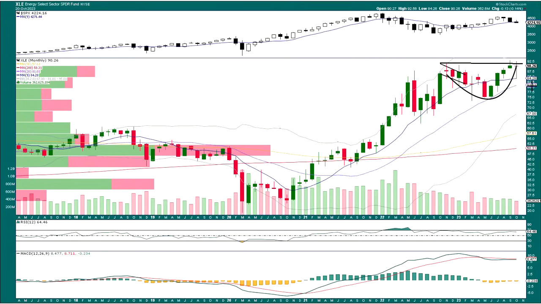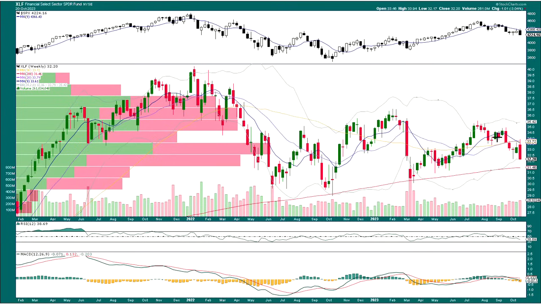I would rather lose or leave $1 on the table at the beginning of this trade and have a better probability of winning that trade. XLF, big bearish engulfing candle close on the weekly on Friday. Not a good look there.